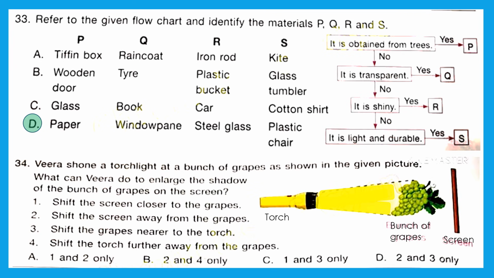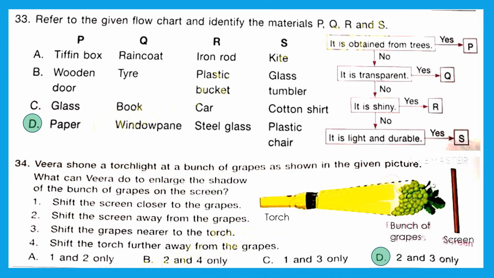Question 34. Veera shone a torchlight at a bunch of grapes as shown in the given picture. Okay. There is a torch and Veera is showing that to a bunch of grapes. What can Veera do to enlarge the shadow of the bunch of grapes on the screen? Have you tried that? Anytime at your home, do try that. Because the right answer here is option D, 2 and 3.